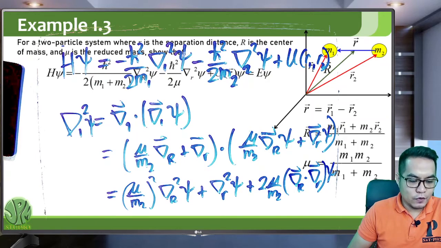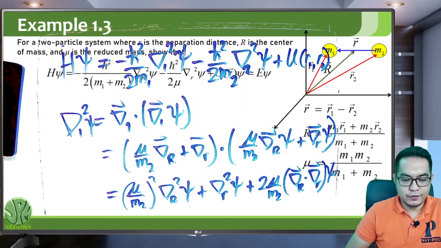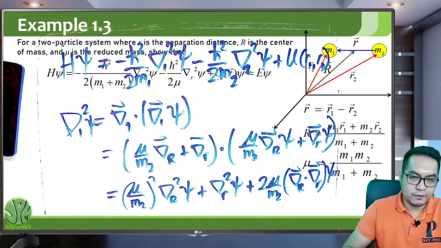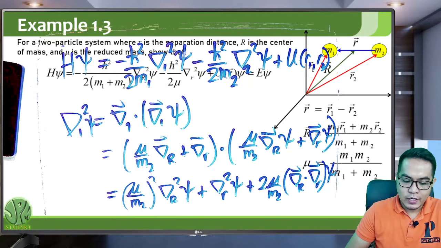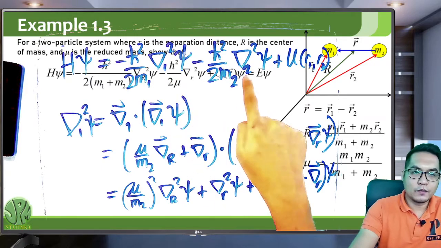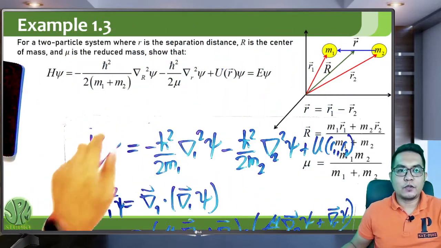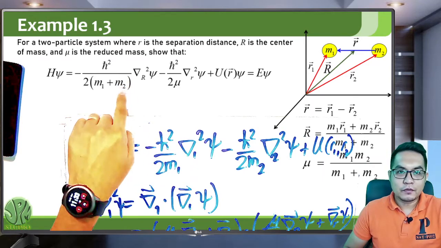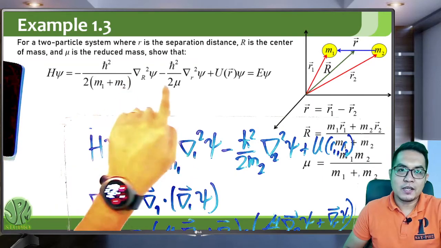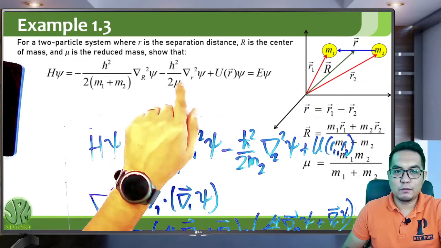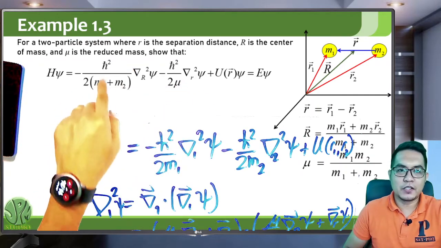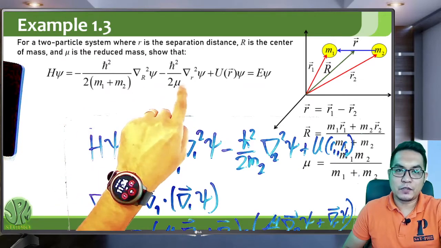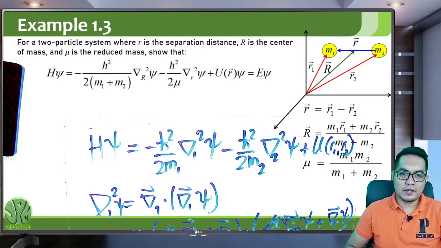So you do the same for del 2 squared, just the same, with the operator with itself. And you will see something similar to this. You substitute that one to this equation and simplify, and you can obtain this equation. So you will notice that it is something like the kinetic energy for the center of mass and the kinetic energy due to the reduced mass. So something like the kinetic energy for the total mass and the kinetic energy for the reduced mass plus the potential energy. That one.